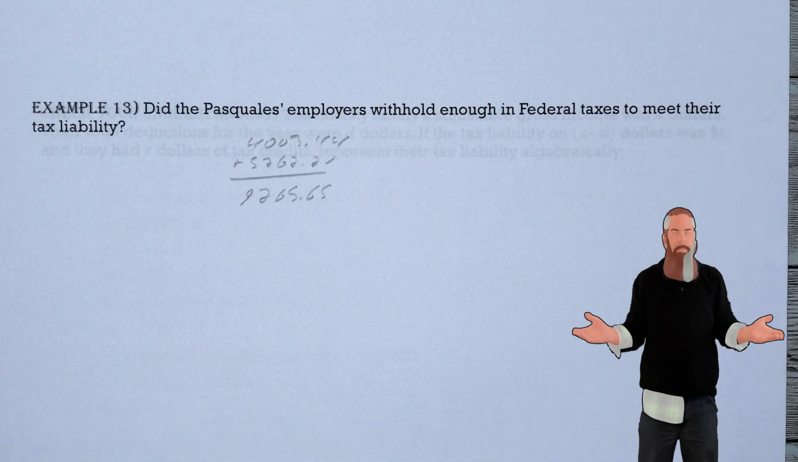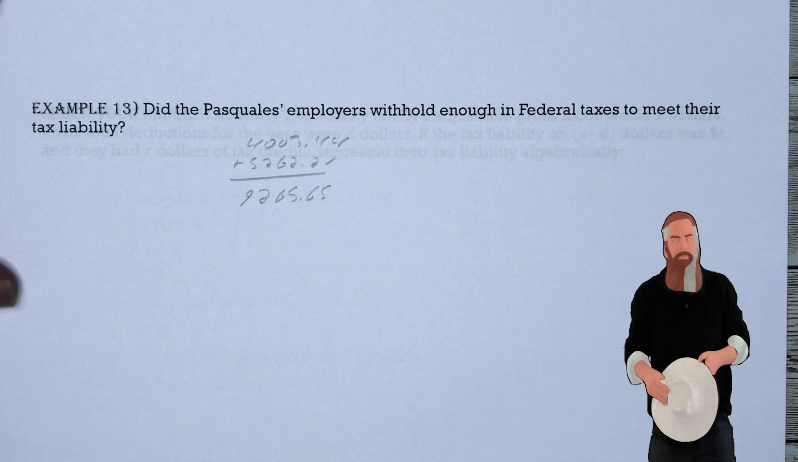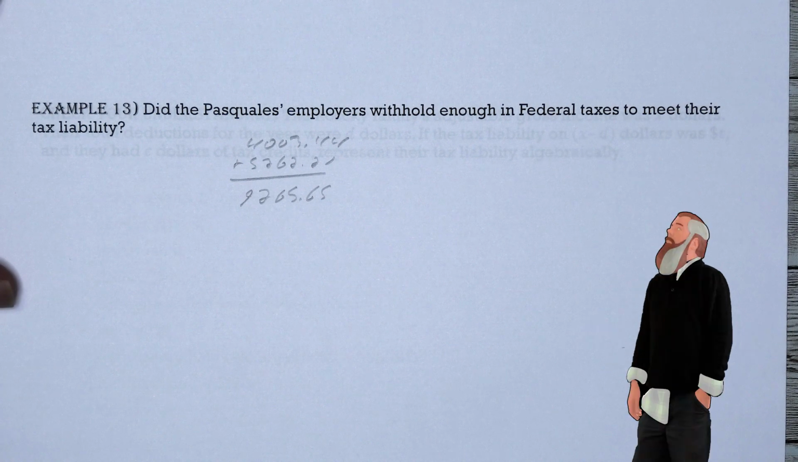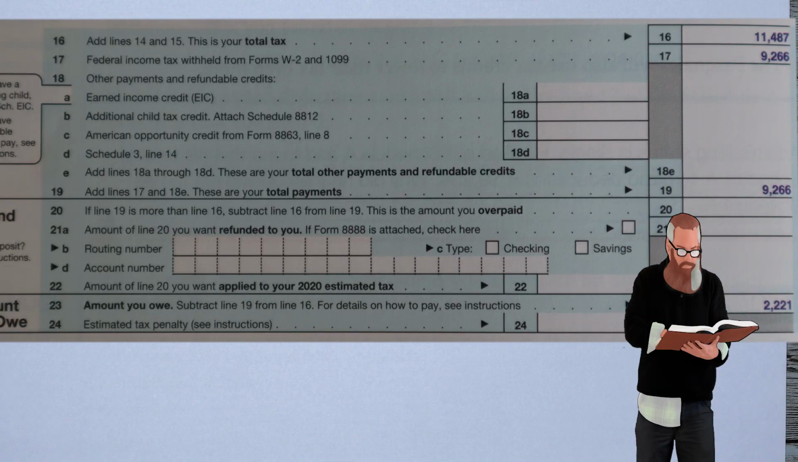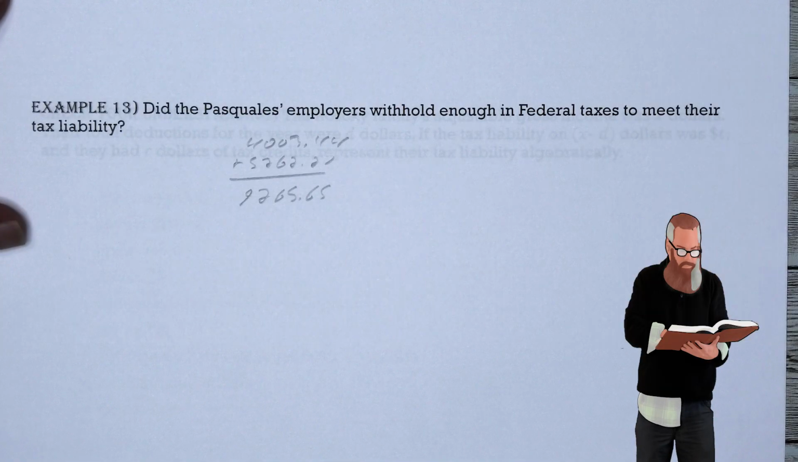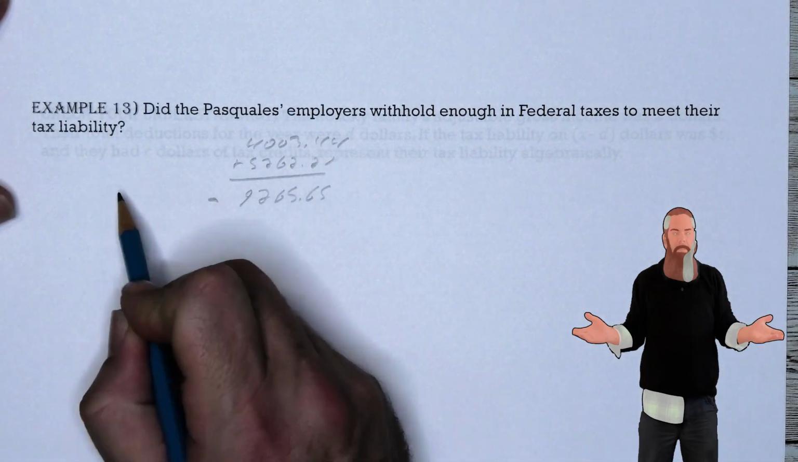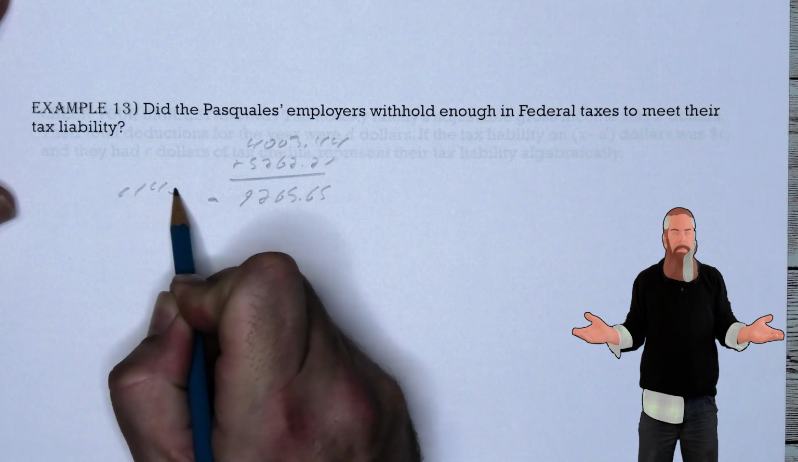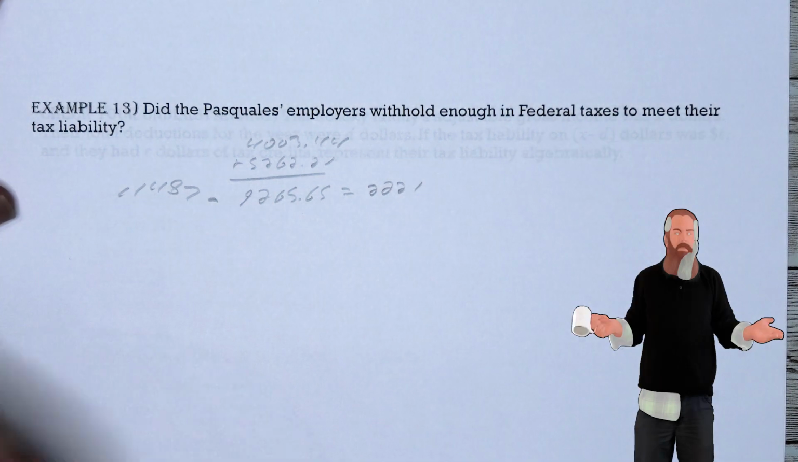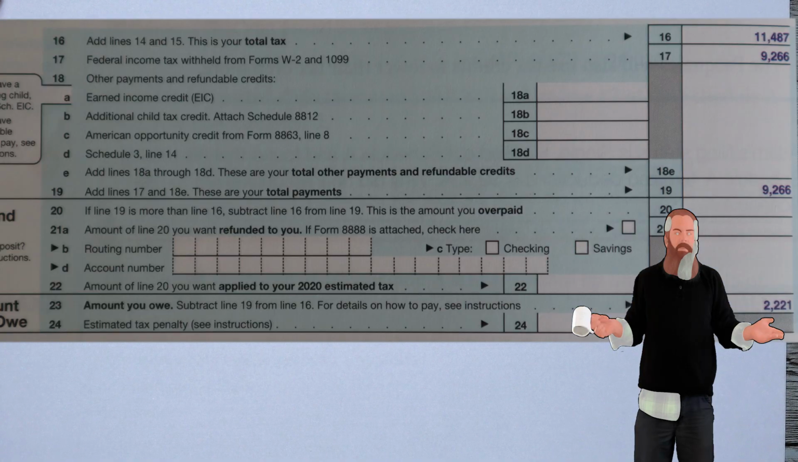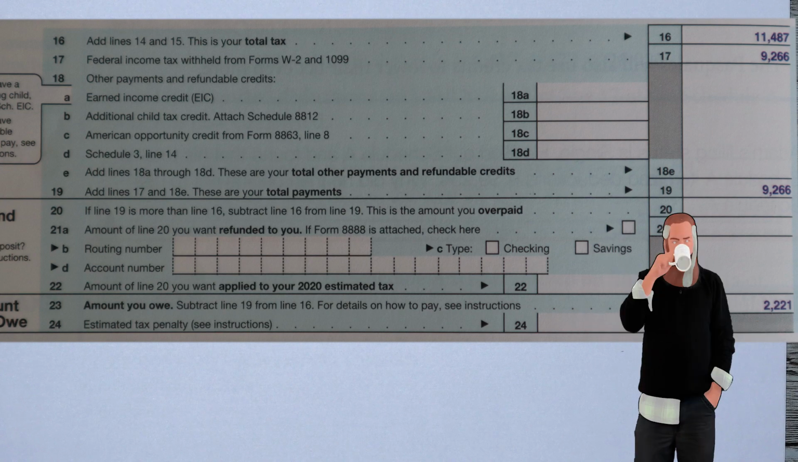Since the Pasquales' total tax is $11,487, their employers did not withhold enough federal income tax, and they owe the government the difference. Subtract line 19 from line 16. So that $9,265.65 is going to be subtracted from $11,487, and this is going to give $2,221. The underpayment of taxes, $2,221, is entered into line 23, the amount you owe.